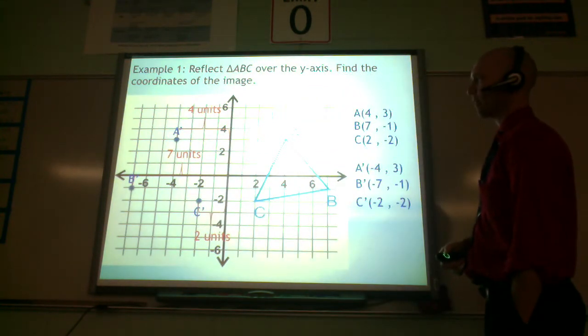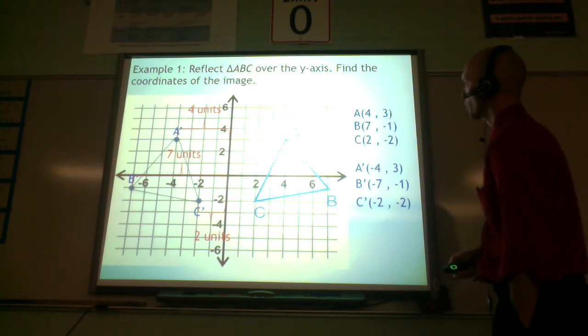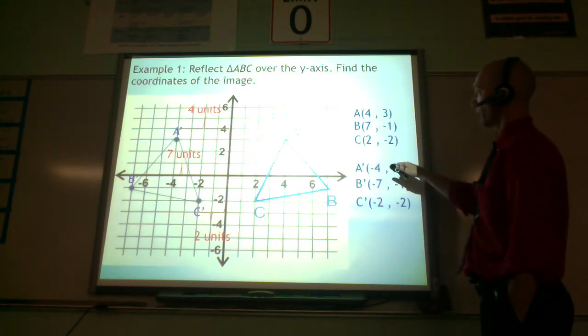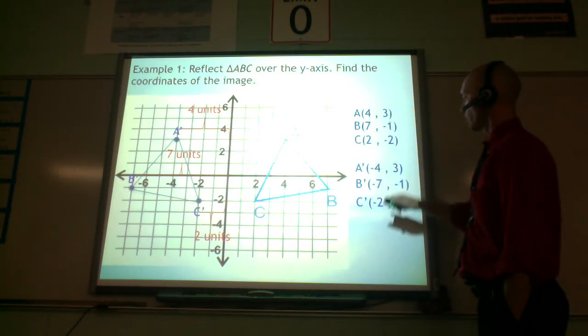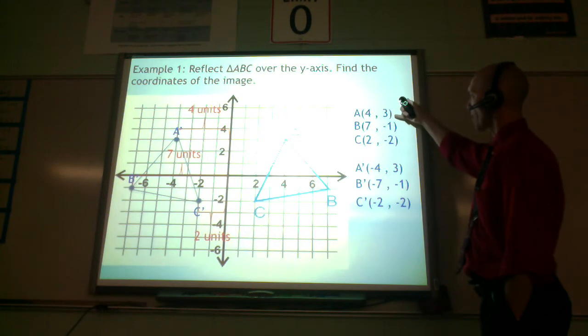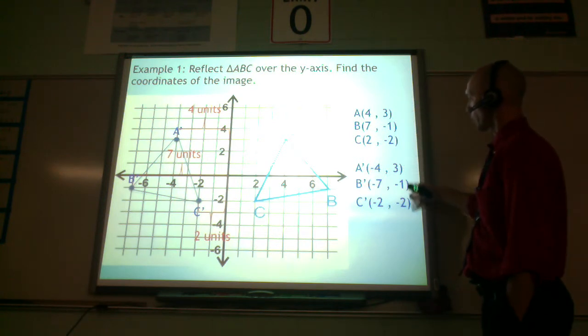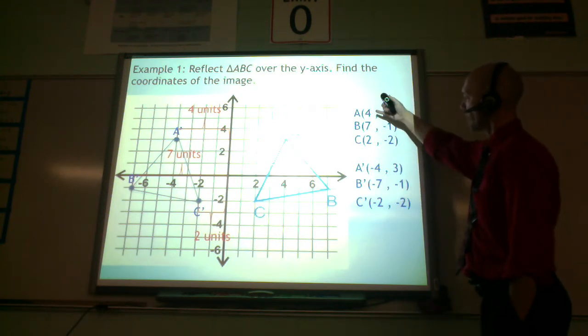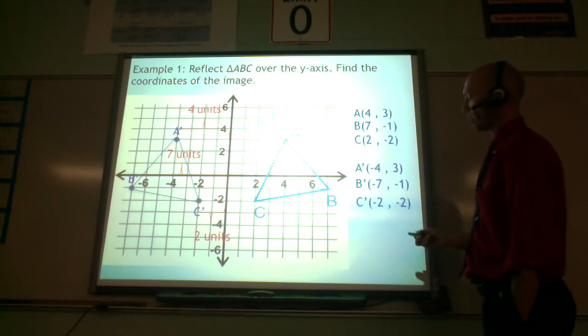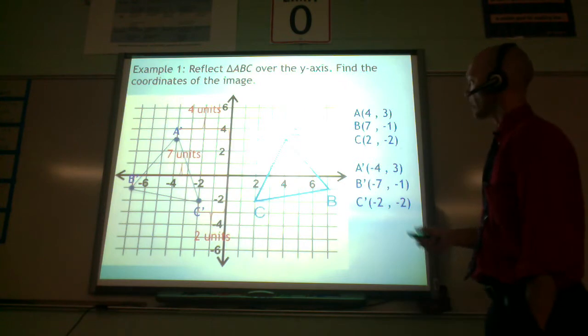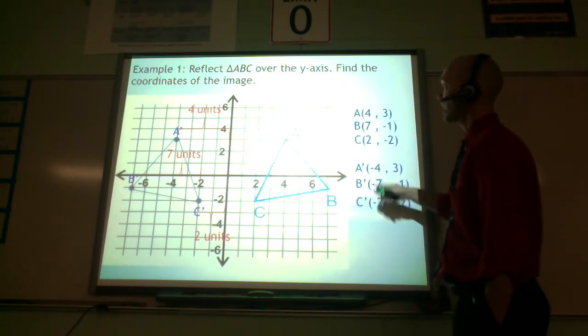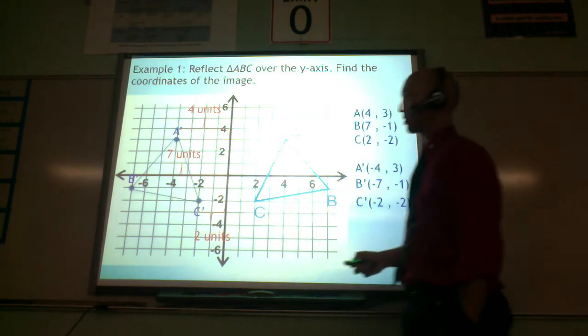All right, so I have a triangle, and it's the mirror image. Now look at the ordered pairs. (4, 3), (-4, 3). (7, -1), (-7, -1). (2, -2), (-2, -2). Notice my y values, 3, -1, -2, do not change. X values, what do you notice? They all change their sign. They change the x sign when I flip over the y-axis.